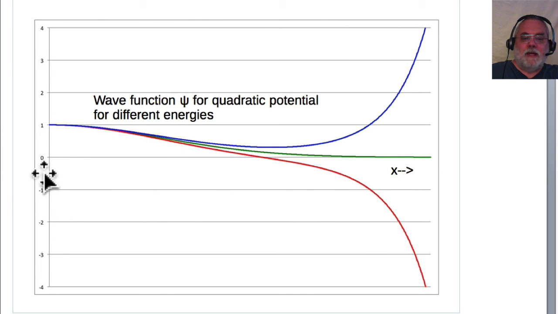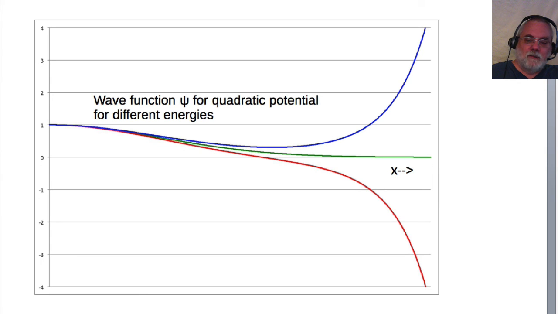I'm only showing half of space here. I'm starting with x equals 0 and going to the right to positive x. The vertical axis is the value of the wave function. There are three energies, green, blue, and red, and I started their wave functions all at value 1 and slope 0, derivative 0, at x equals 0. The green curve is the physically valid energy eigenfunction for the ground state of the quadratic binding potential.